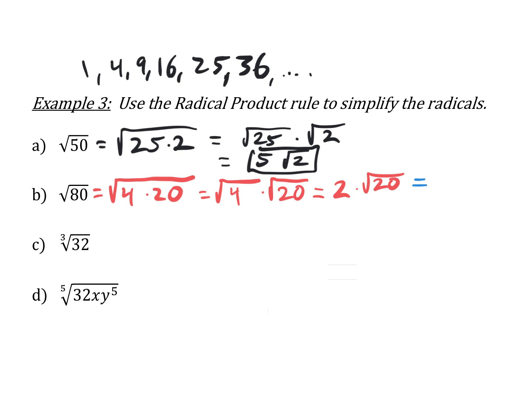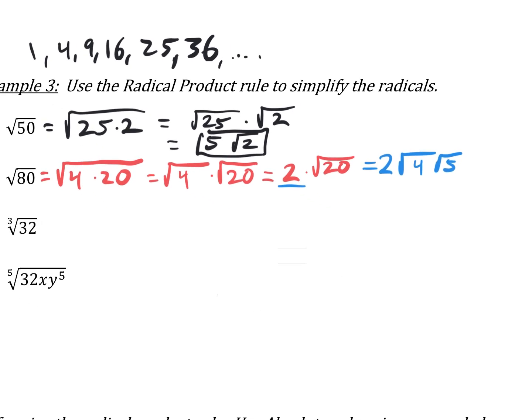Now, we're going to keep this, so we have 2, but we're going to break up the square root of 20. The square root of 20 has another 4 in it, right? 4 goes in there again. So we can break this into 4, and let's go ahead and just break this into 2 square roots here.